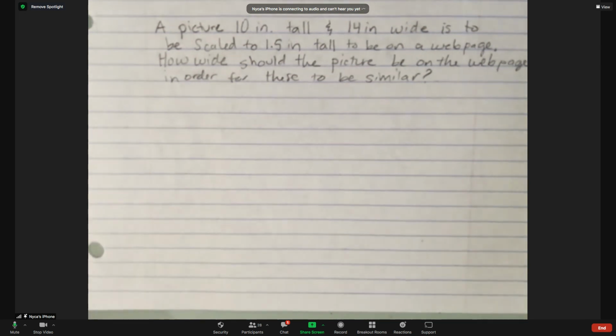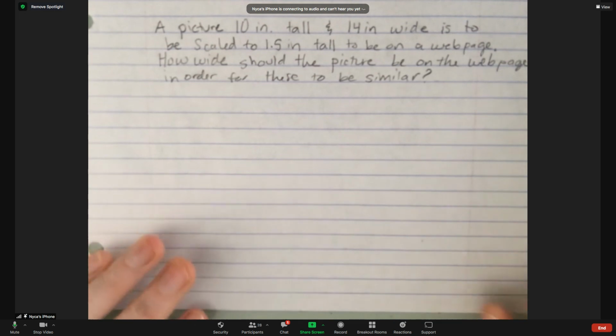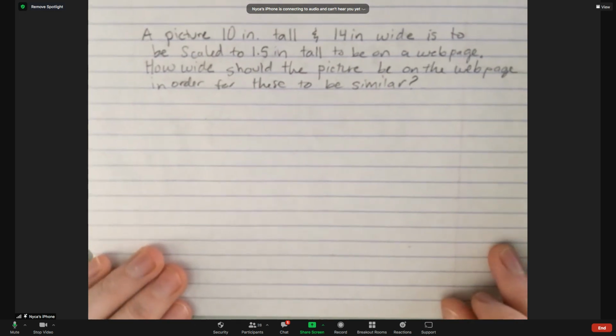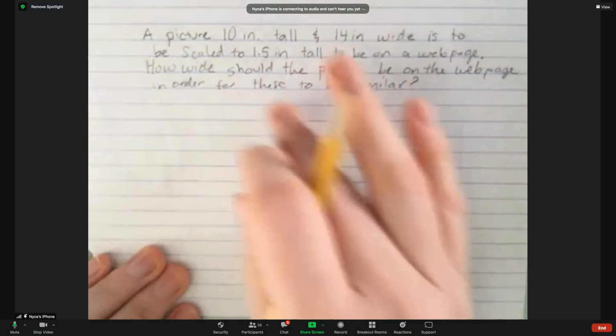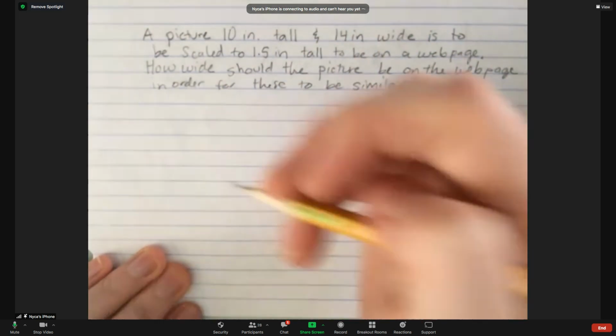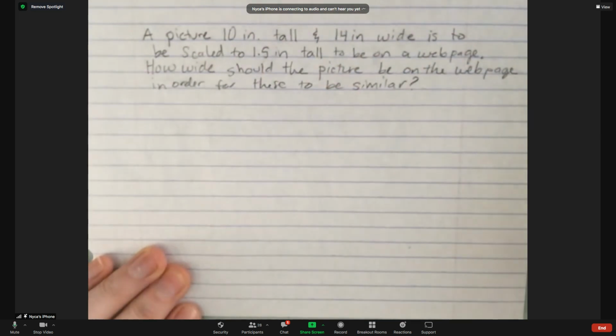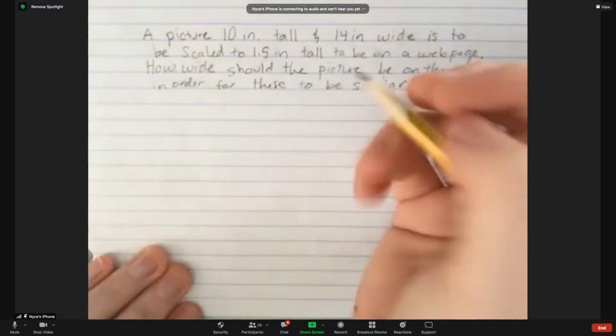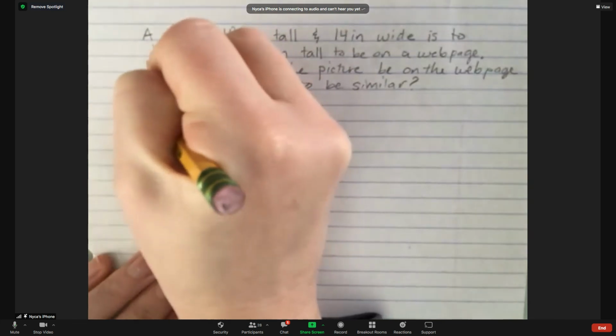A picture 10 inches tall and 14 inches wide is to be scaled to 1.5 inches tall to be on a web page. How wide should a picture be on the web page in order for these to be similar? So if this is your problem here, I highly recommend and I will require that you draw it to make sense for your given. So you have a picture.